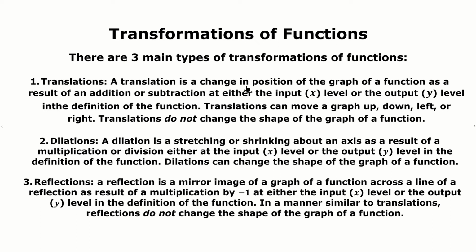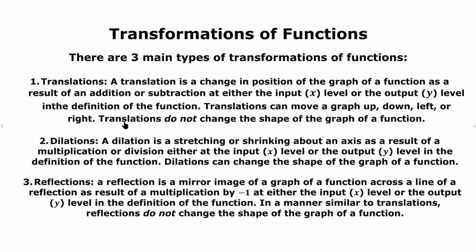A translation is a change in position of the graph of a function as a result of an addition or subtraction at either the input level, which we usually refer to as x, or the output level, which we usually refer to as y, in the definition of the original function. Translations can move a graph up, down, left, or right. Translations do not change the shape of the graph of a function. That's important to remember.